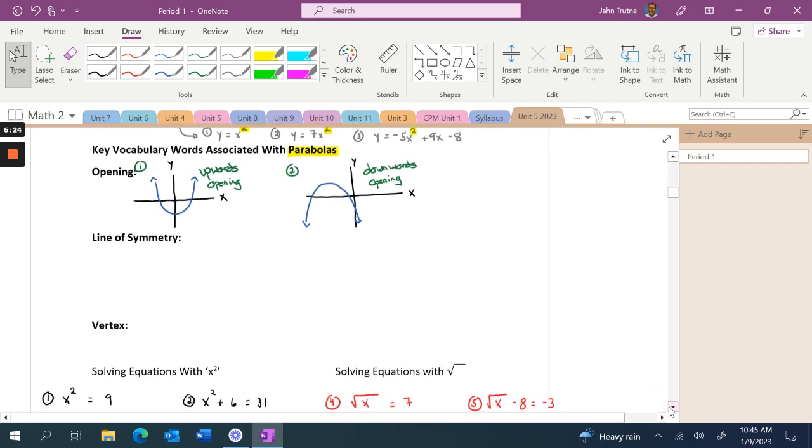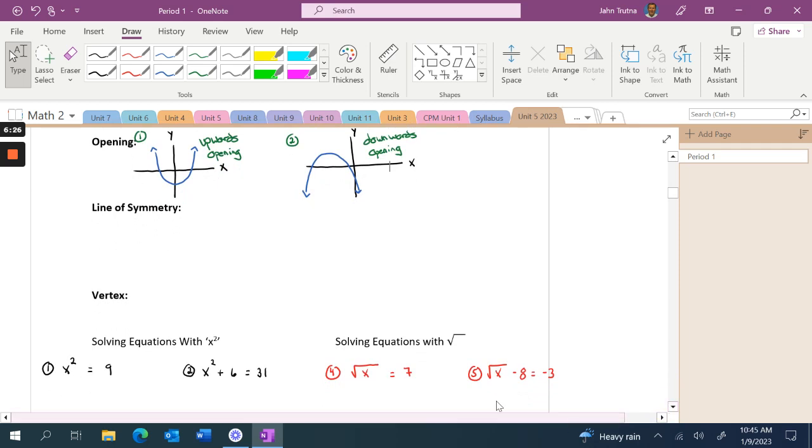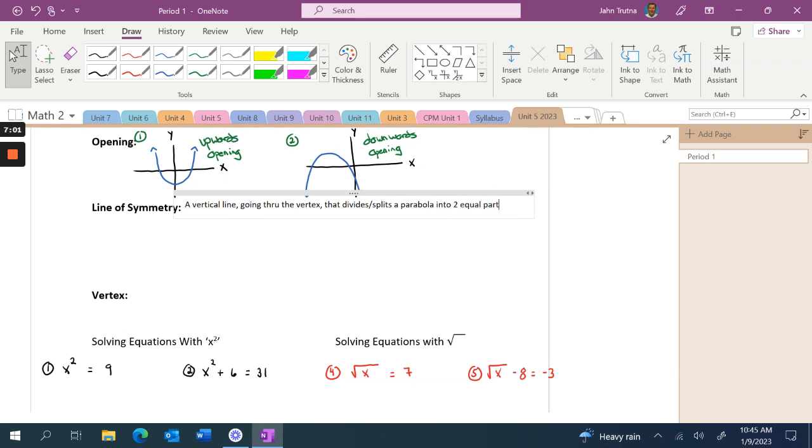Okay, now, the line of symmetry is what this line is, and I'm going to give you a definition for it. So the line of symmetry is a vertical line. Let me type this in here for you guys, and you can pause it if I'm going too fast. So it's going to be a vertical line going through the vertex that divides or splits a parabola into 2 equal parts.